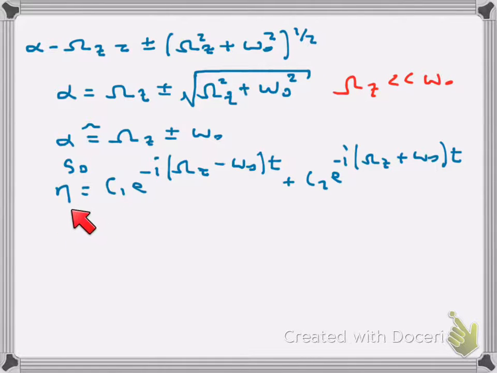And so then my solution for eta is just a constant c1 e to the minus i omega z minus omega naught, that's one of these two solutions, times t, plus another complex constant c2 e to the minus i, and now I have omega z plus omega naught, that's the other independent solution, times t. So there, now I've done it.